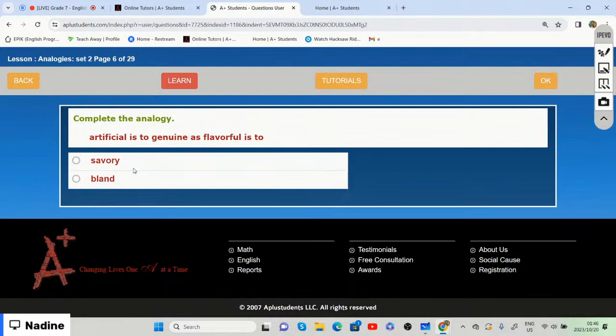All right, let's do the last one. Artificial, right? If something is not artificial, it is genuine. Or it's not flavorful. Is it savory or is it bland? Something is not artificial, it is genuine. It's like the opposite. And then if it's not flavorful, is it savory or is it bland?